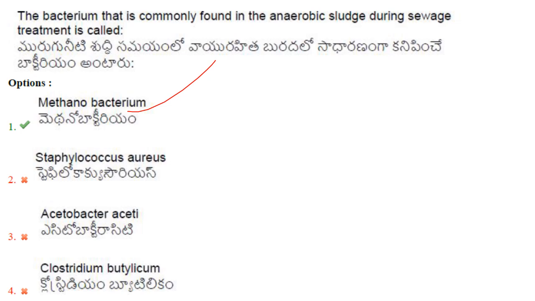First question. The bacterium that is commonly found in anaerobic sludge during sewage treatment is called... So it is called Methanobacterium. Answer is option 1.